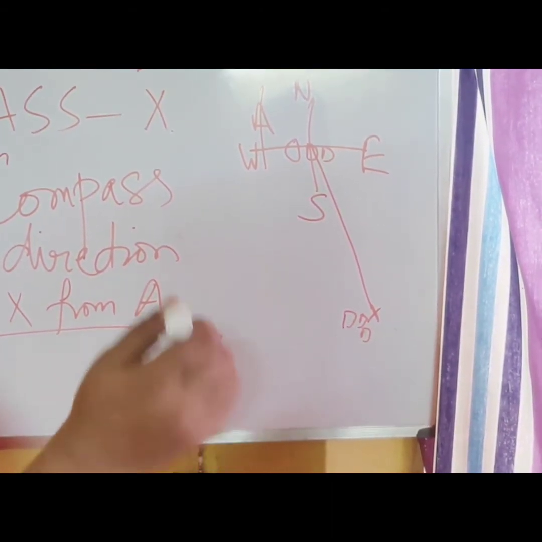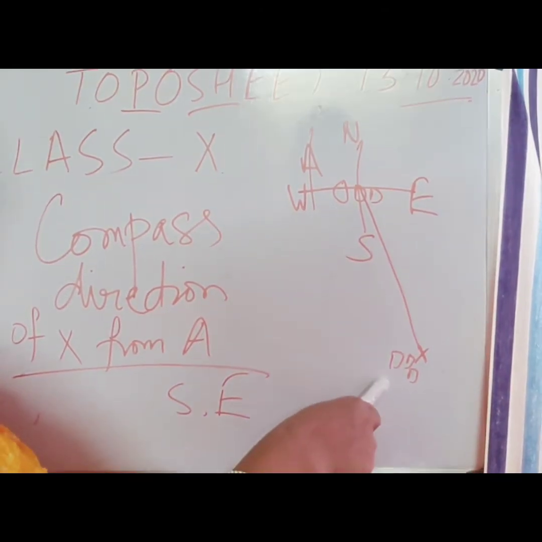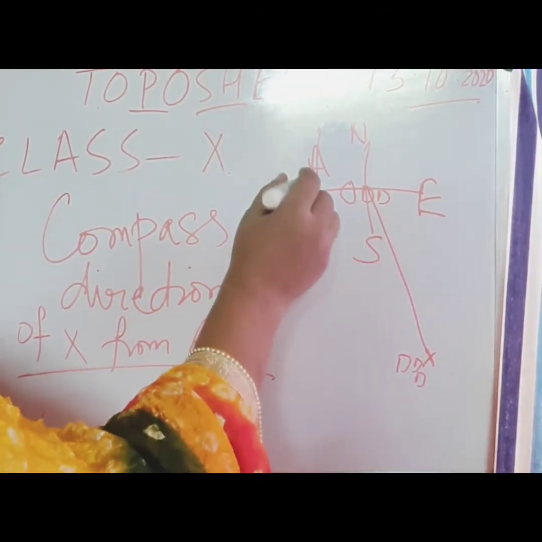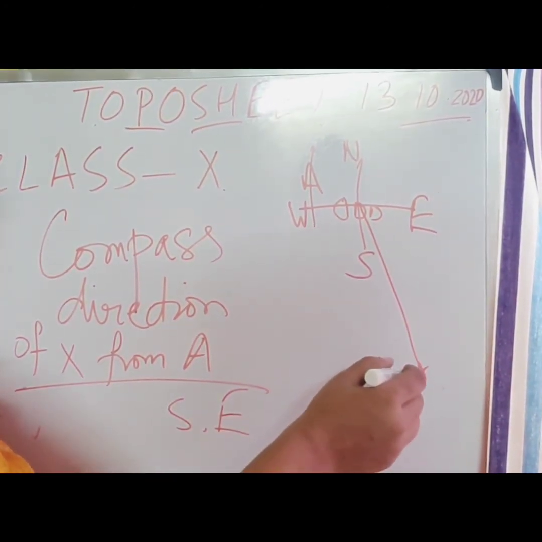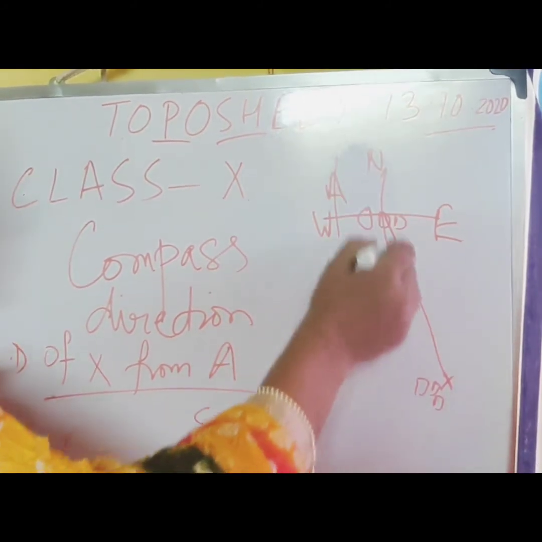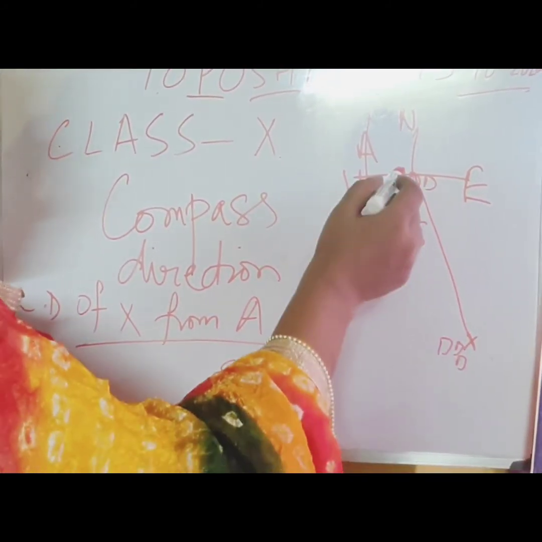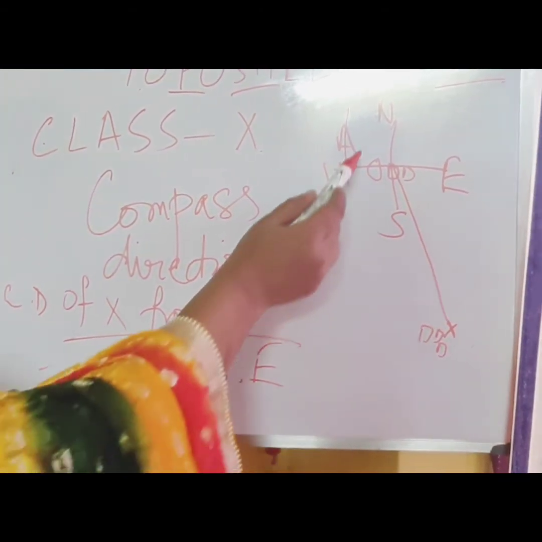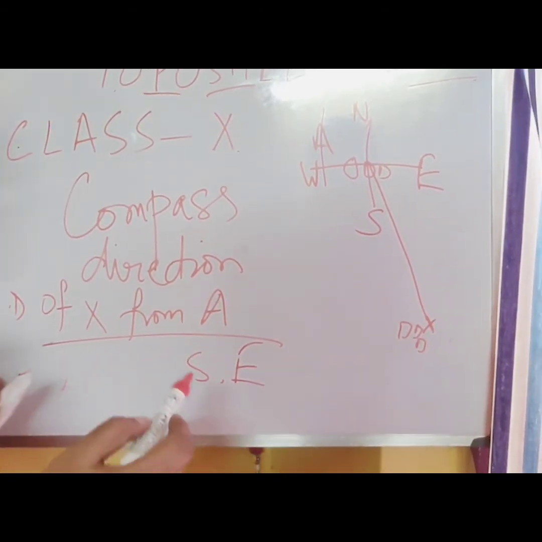Okay, again I am repeating. The question is, what is the compass direction of X from A? So at A you are drawing the compass. Then from A you are seeing X. So here you draw the compass north, south, west and east. You join it. Then you see X is falling in the southeast direction of A. So the compass direction is southeast.